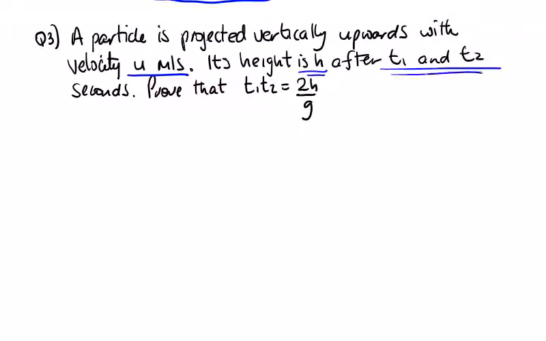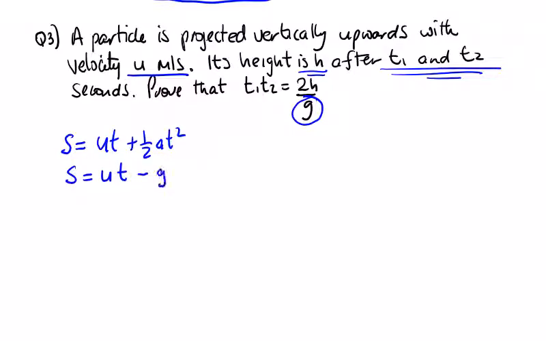h after t1 and t2 seconds. Prove that t1 times t2 is equal to 2h over g. Okay, well, we look at the displacement of this. We're going to get s is equal to ut plus a half at squared. So that's going to give me my g. So s is equal to ut minus g over 2 by t squared, and displacement is h, its height, so we could say that h is equal to ut minus gt squared over 2.